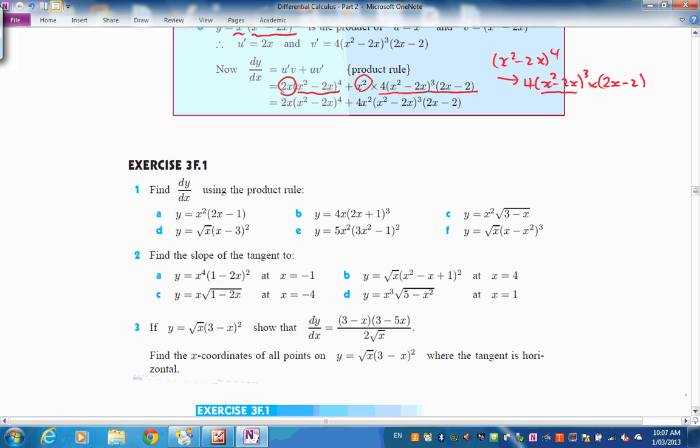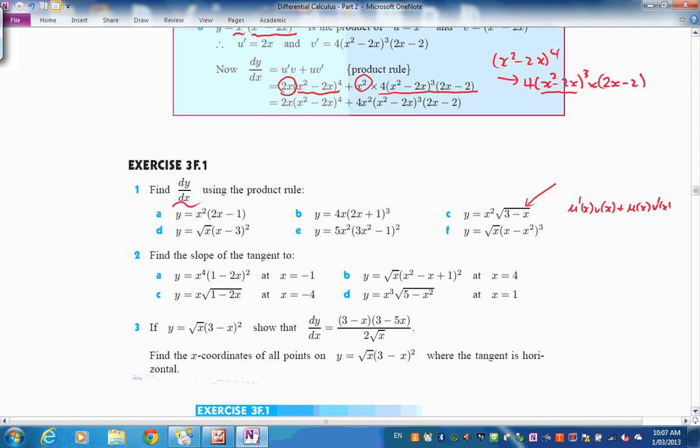In each of these cases, of course, it's important to use things like a half power for square roots and things like that. Identify your two functions, and it's the derivative of the first by the second unchanged plus the first unchanged by the derivative of the second. I wouldn't put in all the u's and v's, it's going to take too long.